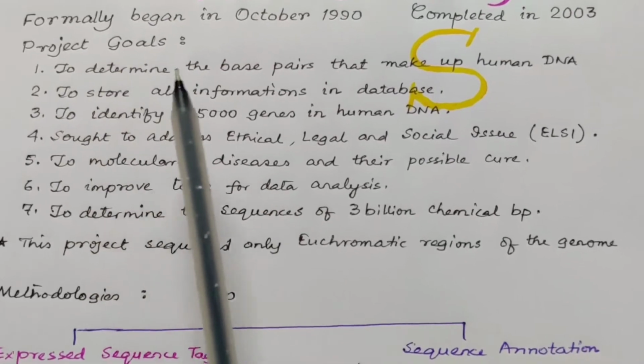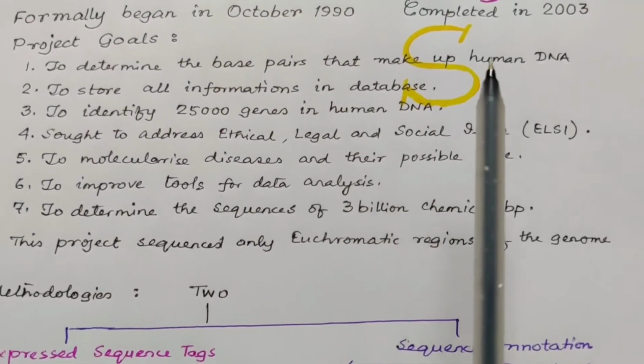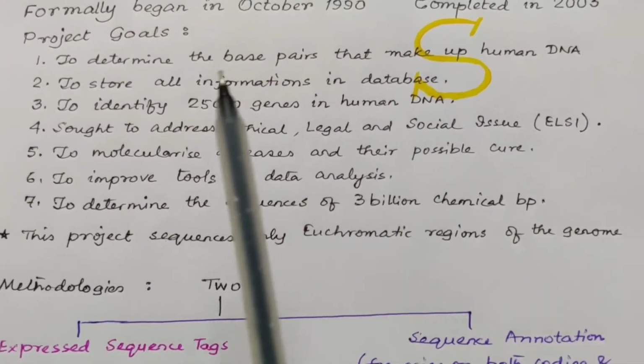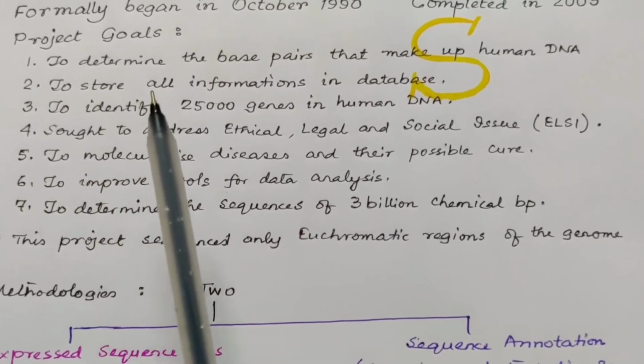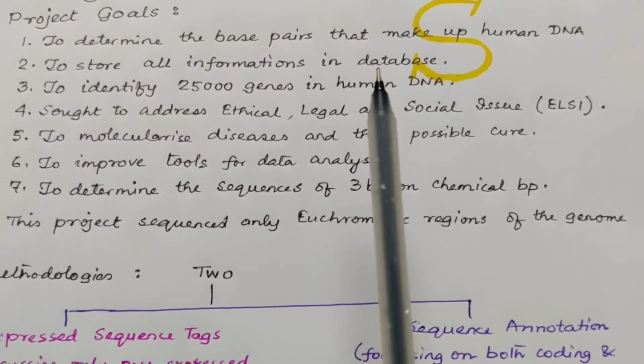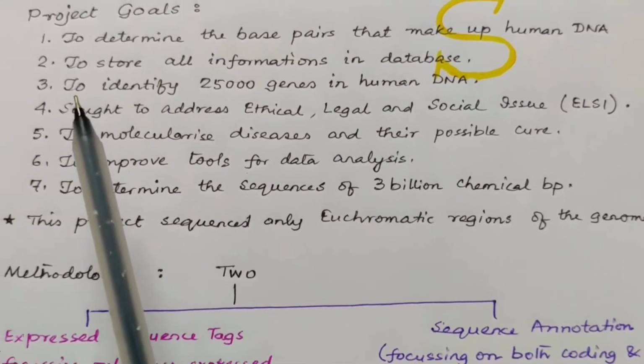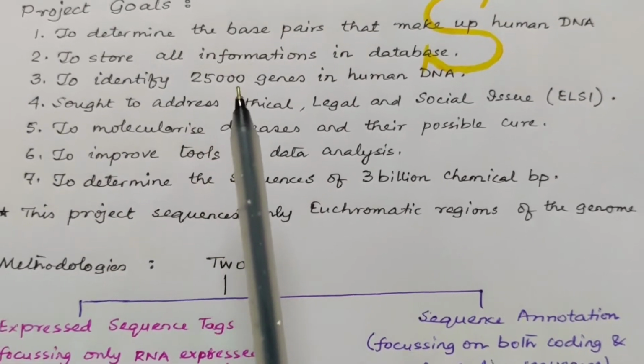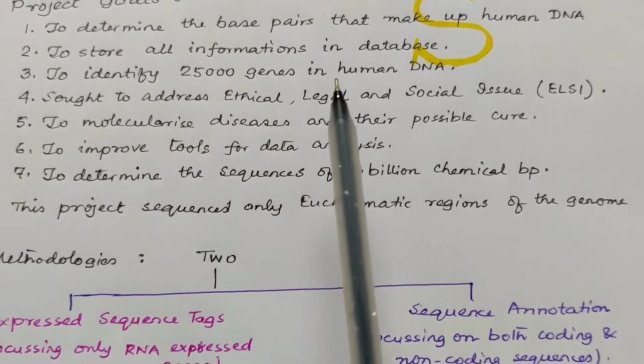Number one is to determine the base pairs that make up human DNA. Number two, to store all the information in a database. Number three, to identify approximately 25,000 genes in human DNA.